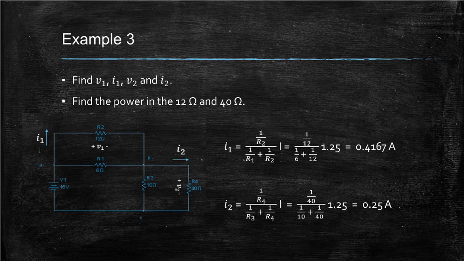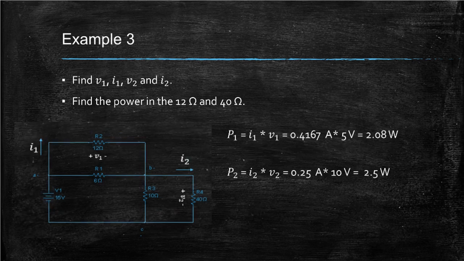Remember, we found the source current of the sets of resistors in parallel to be 1.25 amps. Now we can use that and the current division equation to find I1 and I2. We now know the currents and voltages. We can find the powers of the 12 ohms resistor P1 and the 40 ohms resistor P2.